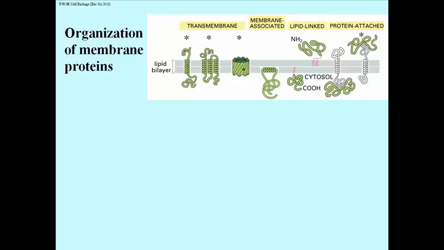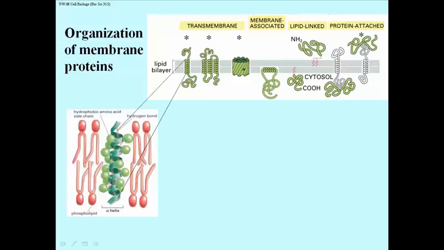I see peripheral proteins, two green peripheral proteins, one cytoplasmic, and at the far end on the right, one that is outside the cell, both attached to the membrane via transmembrane proteins or integral proteins. So we have transmembrane proteins, we have membrane-associated proteins, we have some protein-lipid complexes where the protein is covalently attached to the phosphate head of a phospholipid.